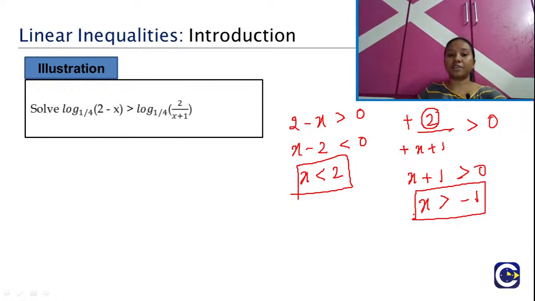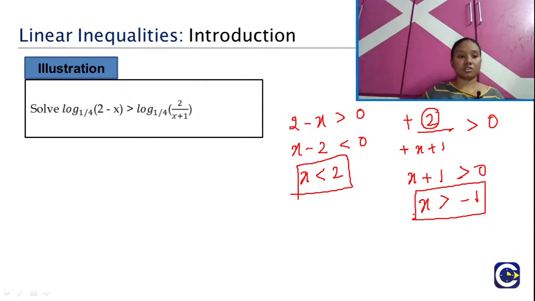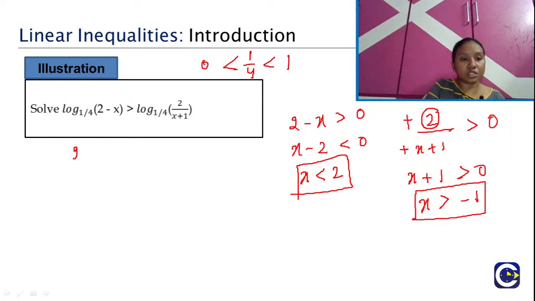So now as we have the two conditions, what will be the next condition here? So the next condition will be simplifying the logarithmic expression. Right. So here what is the base? The base for this logarithmic expression is 1 by 4, which is lying in between 0 and 1, which means there will be a change in the inequality. So then this expression will turn out to be 2 minus x, so here it's a greater than. As the base is lying in between 0 and 1, the inequality will turn out to be less than, and 2 by x plus 1.